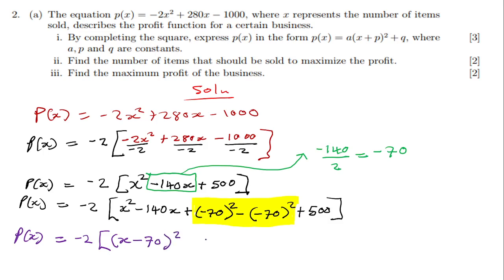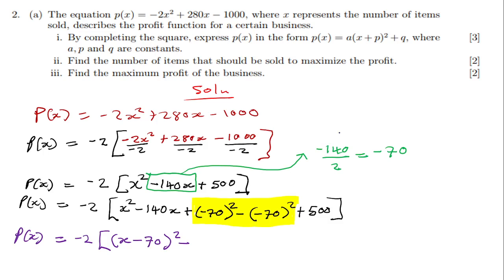Then from there, you're going to say negative 70 squared. What is 70 squared? Can someone find what is 70 squared? 49,000. 49,000.